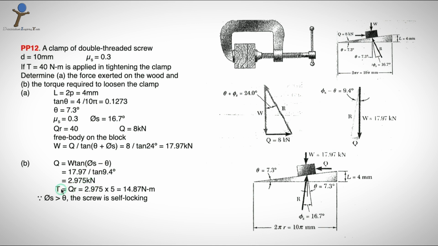So torque is Q into R, that is 14.87 Newton meter. What you understand here is that 40 Newton meter is applied to tighten the clamp and 14.87 Newton meter is applied to loosen the clamp. Here phi s is greater than theta. Since this is happening, the screw is self-locking.